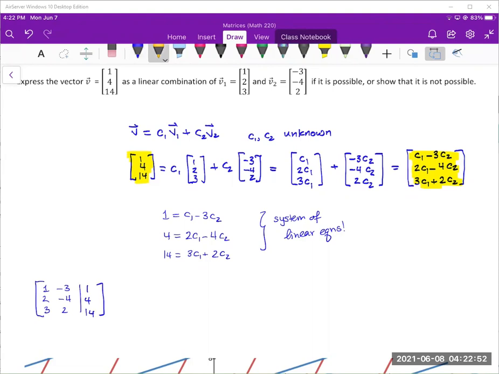We're going to row reduce. So we start at our pivot here. We're going to replace row 2 with row 2 minus 2 row 1. And we get 0, -4 plus 6 gives us 2, and then 4 minus 2 gives us 2.